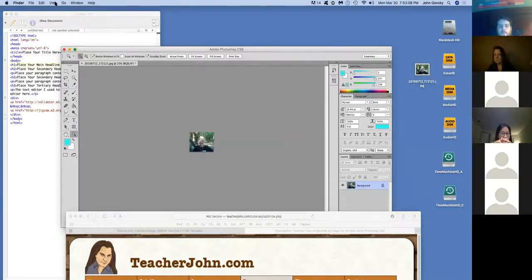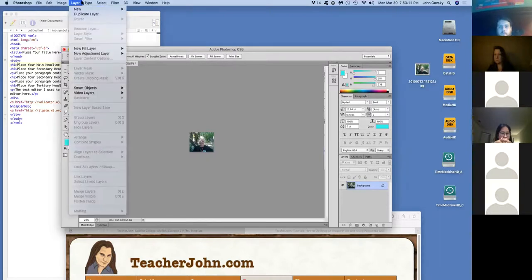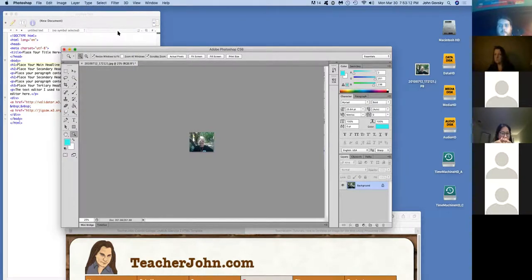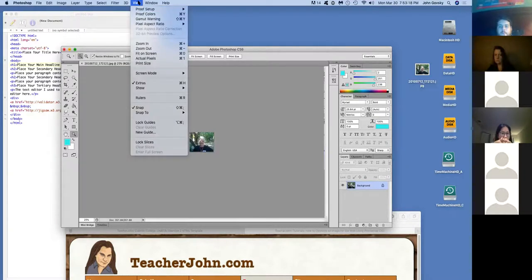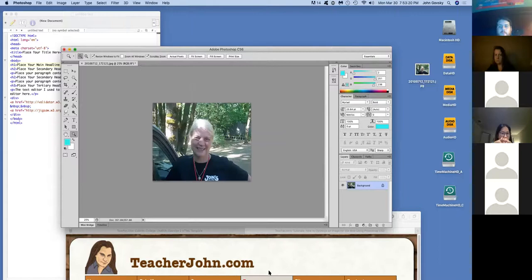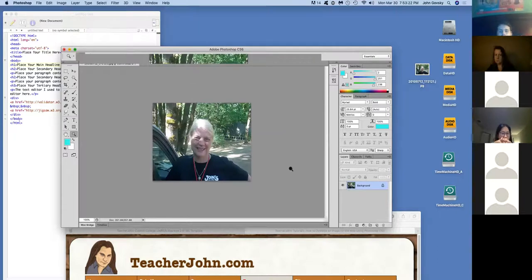If I go to Photoshop and, wow, my Zoom thing is blocking my menu. Here it is. And I want to say actual pixels. That's the actual number of pixels. That's how it looks on my computer screen right now. So it'd be approximately that size on a web page, right?